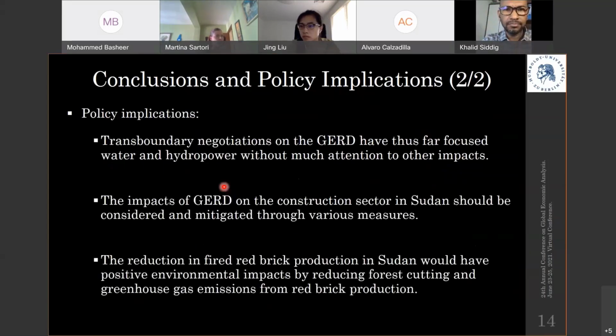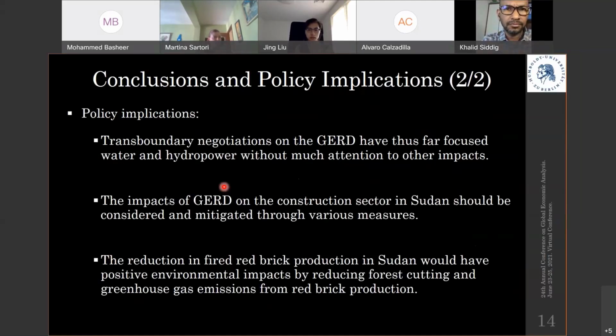So far, the transboundary negotiations between Ethiopia, Sudan, and Egypt on GERD management has focused on hydropower generation, irrigation, water supply, but there hasn't been much attention to the environmental impacts and indeed the secondary impacts on other sectors, such as the fired red brick. So these sectors need to be considered in these transboundary negotiations.